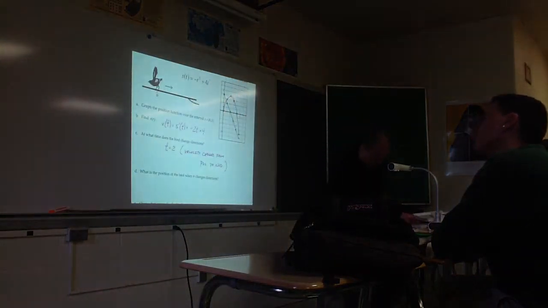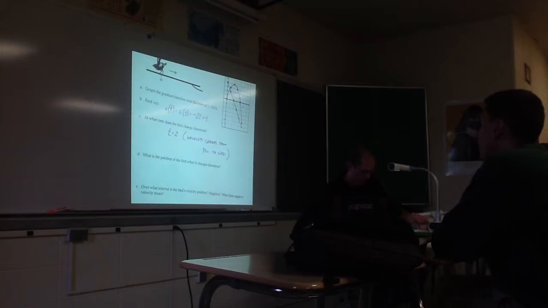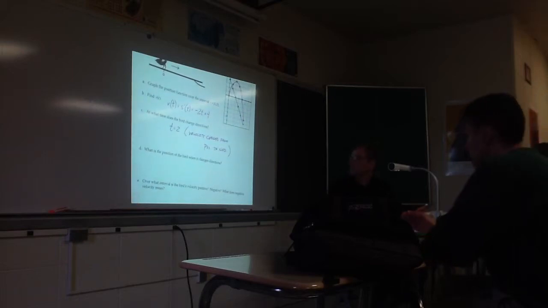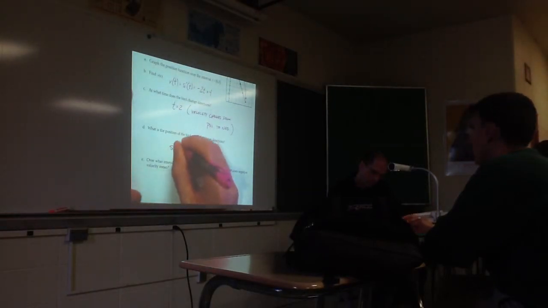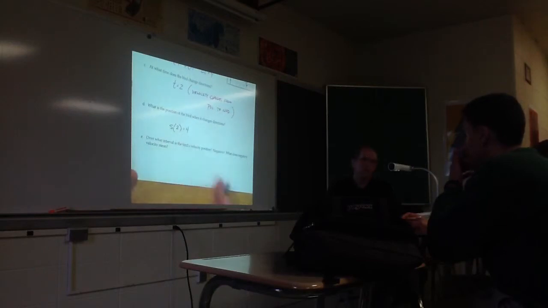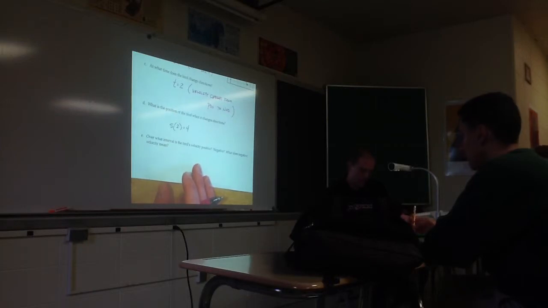So then, what is the position of the bird when it changes directions? Austin? Yeah, good, s of 2 equals 4. So its position is 4 units to the right of the middle. Alright, that's fair enough. So it changes directions once it reaches that rightmost point.